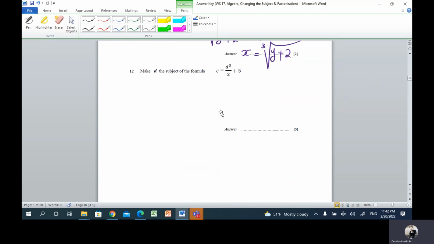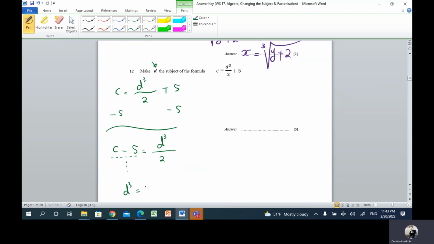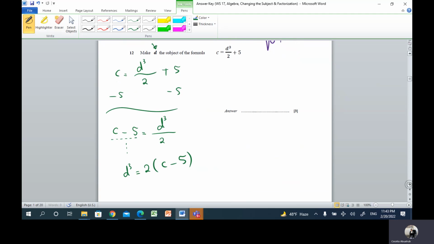We're starting with 12 now, and they want us here to make D the subject. So it's C is equal to fraction D to the power of 3 over 2 plus 5. So we're gonna get rid of the 5, minus 5 here and minus 5 here. So it will be C minus 5 is equal to D to the power of 3 over 2. Now we're gonna get rid of the 2, or we can think of it, this is over 1, so we're going to cross multiply. So 1 times D cubic, it will be D cubic is equal to 2 times C minus 5. C is an expression, so always place it inside a bracket.